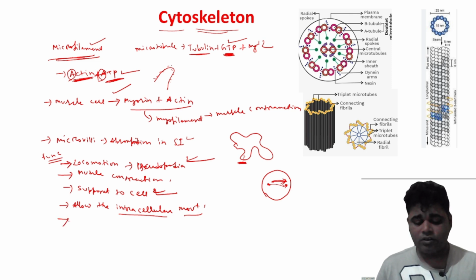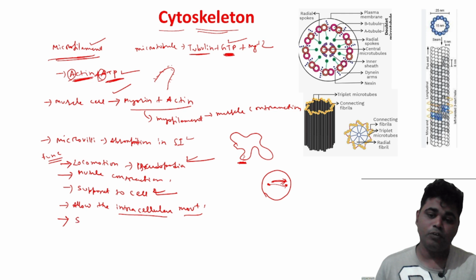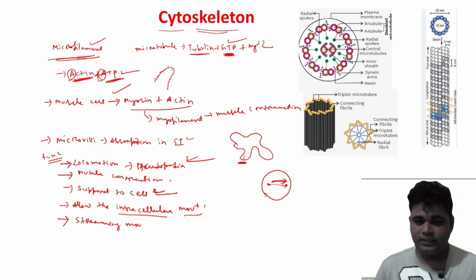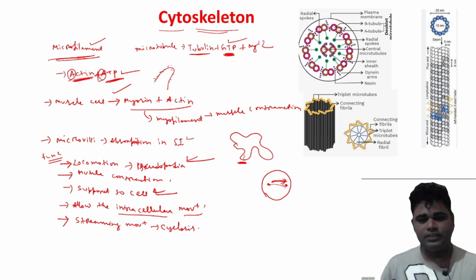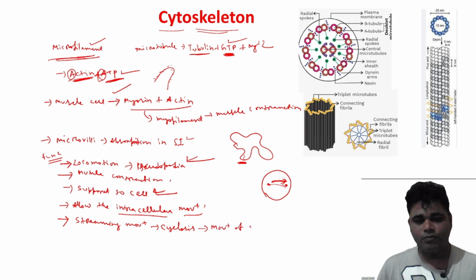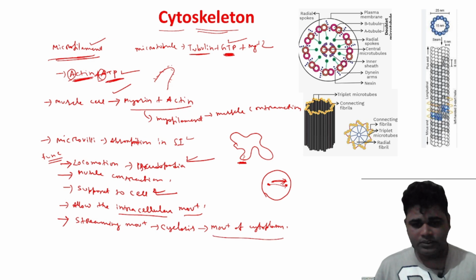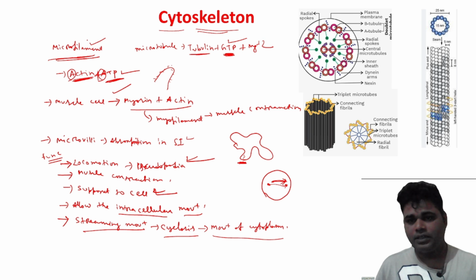Along with that, it also helps in the streaming movement. The streaming movement is also called the cyclosis. So what is the cyclosis and the streaming movement? It is simply the movement of cytoplasm. So the movement of the cytoplasm, or the cyclosis or the streaming movement, is occurred by the microfilament.